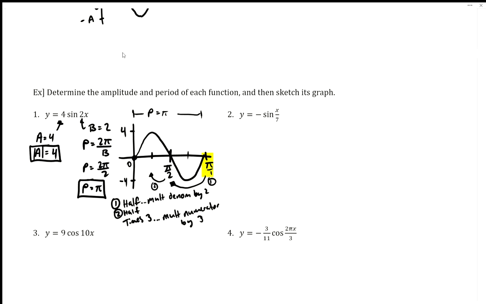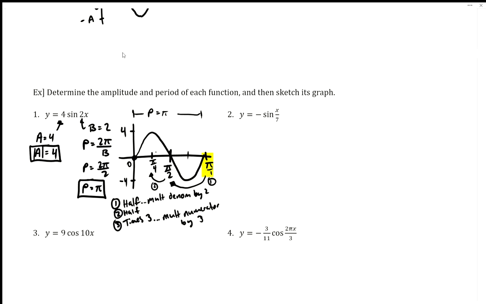So half. So this is our second half, which is to multiply the denominator by 2, which would be pi over 4. Okay, so multiplying the denominator, 2 times 2 is 4. And then that's our next important point.